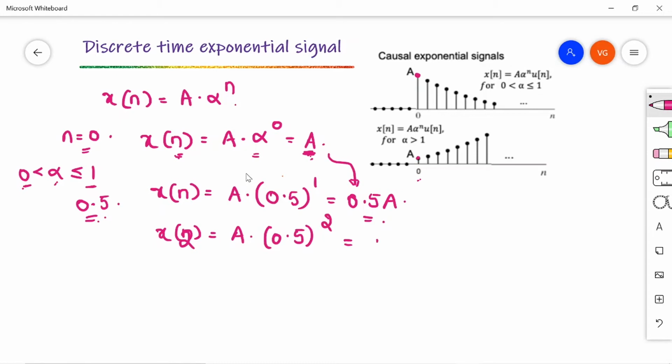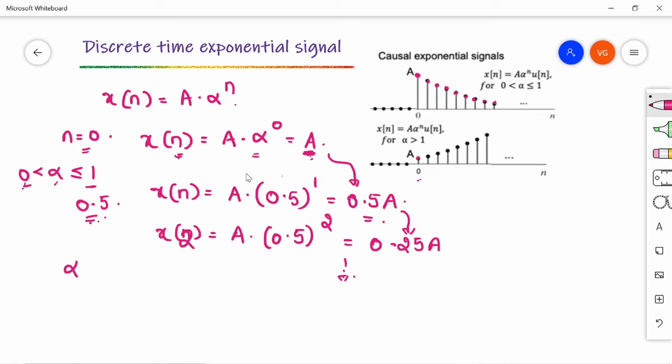0.5 whole square means 0.25 a. So again from 0.5 to 0.25 it is reduced. So it will keep on reducing, right? So that's why if you are selecting alpha between 0 and 1, then the curve will be exponentially decreasing in amplitudes, right? So this is your discrete time exponentially decreasing curve.